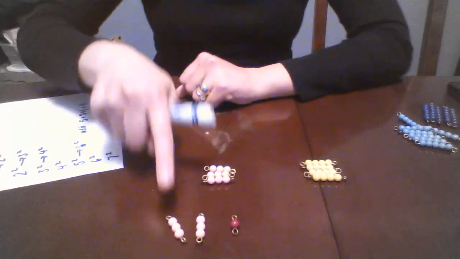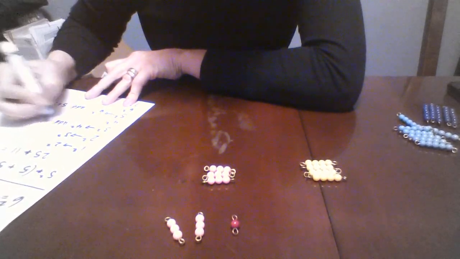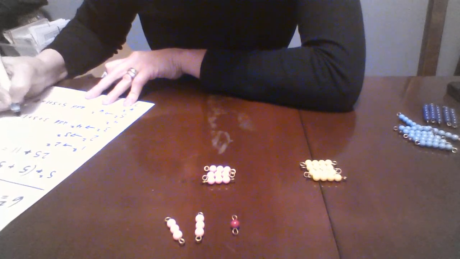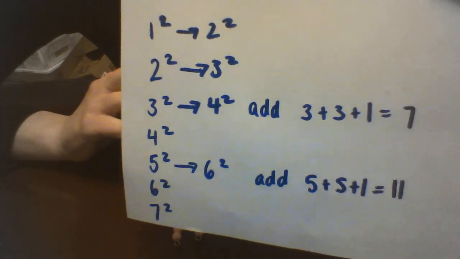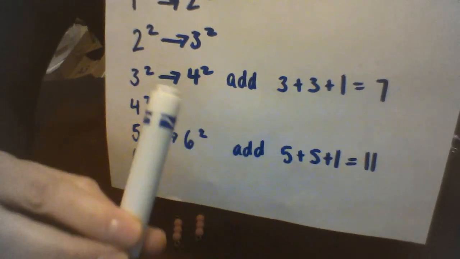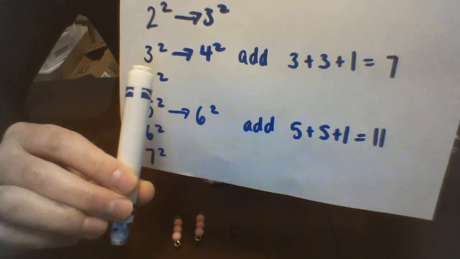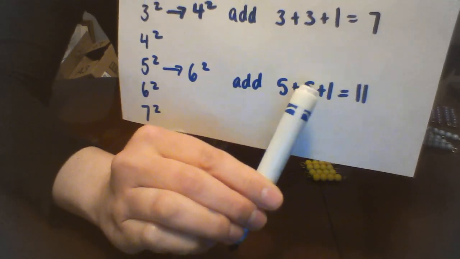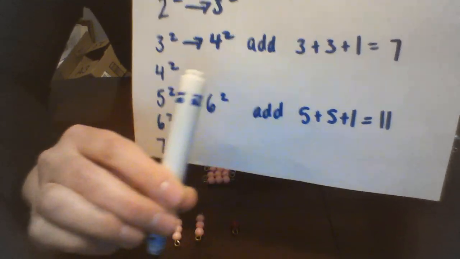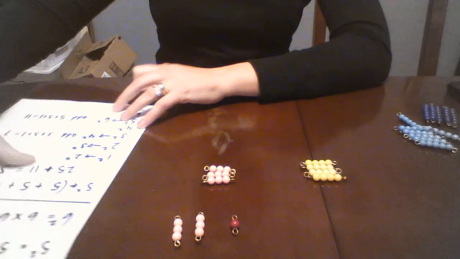I added 3 plus 3 plus 1. So 3 squared to 4 squared, I add 3 plus 3 plus 1. So 3 plus 3 is 6, plus 1 more is 7. So to get from 3 squared to 4 squared, I need to add 7. Okay, now do you notice the pattern here? To get from 3 squared to 4 squared, I add 3 plus 3 plus 1. 3 plus 3 plus the extra 1. To get from 5 squared to 6 squared, I added 5 plus 5 plus 1. So I'm assuming that you'll be able to figure out the pattern for the rest of these. If you're not sure, let me know.